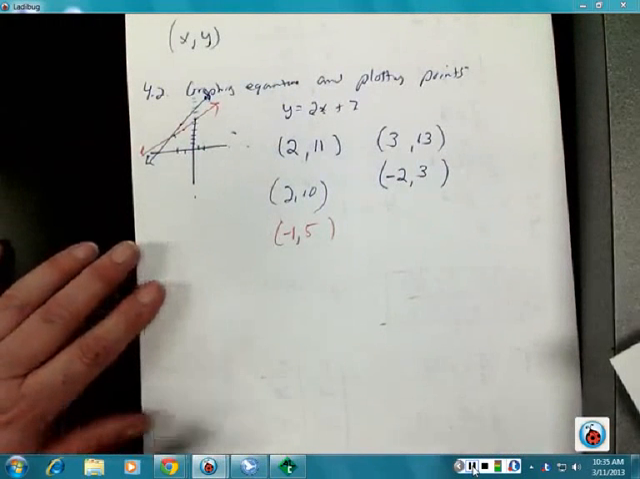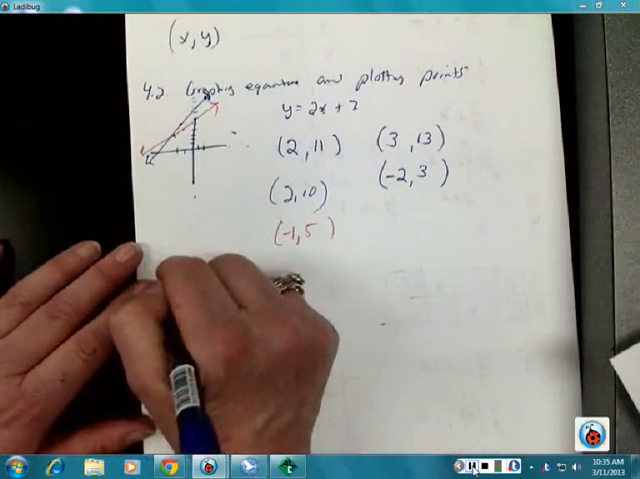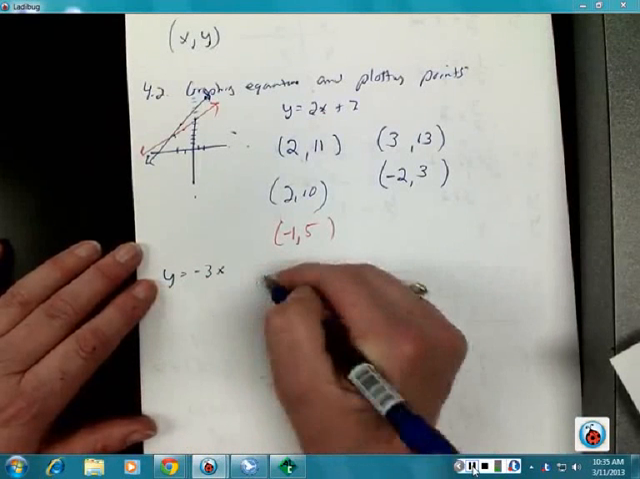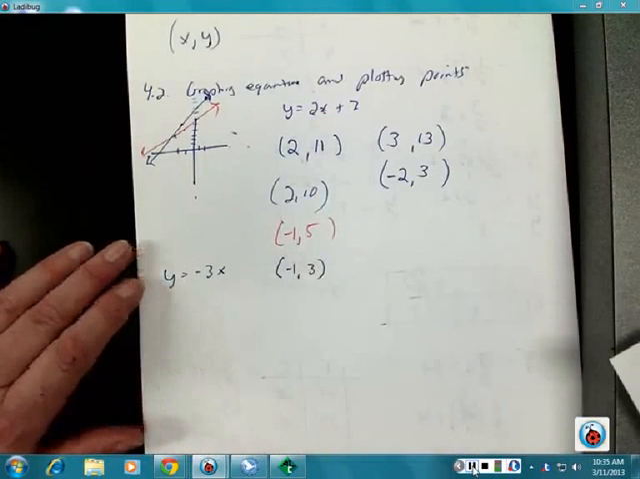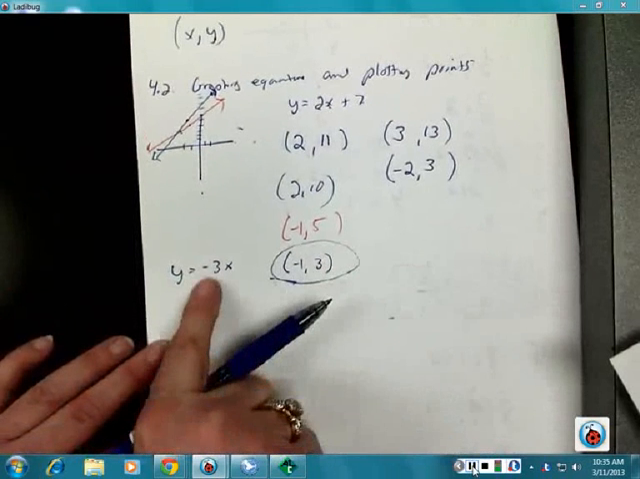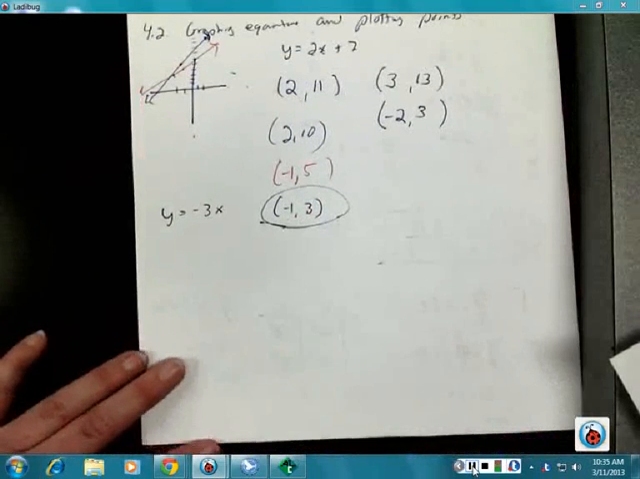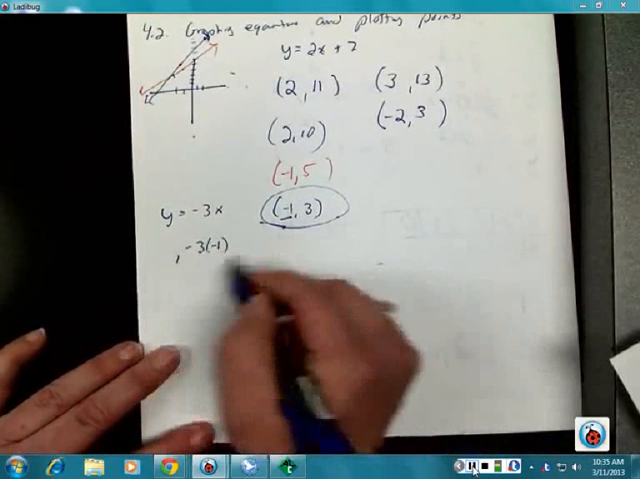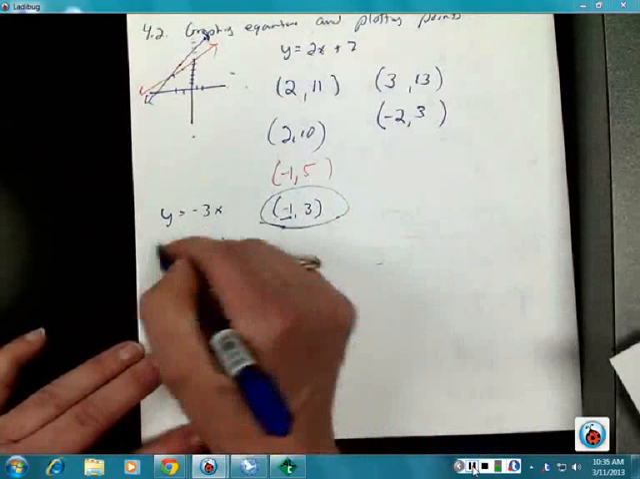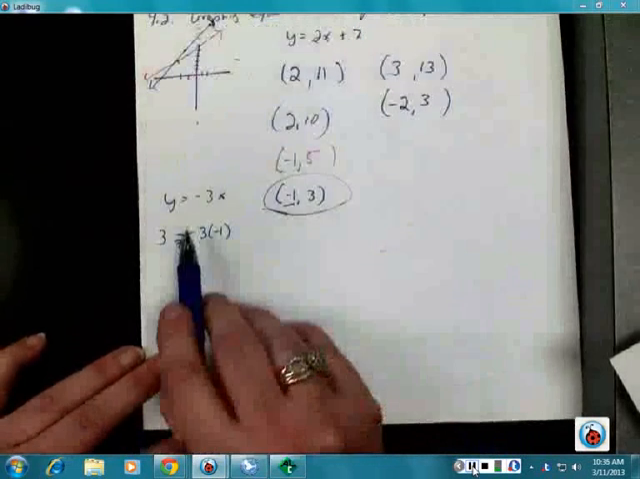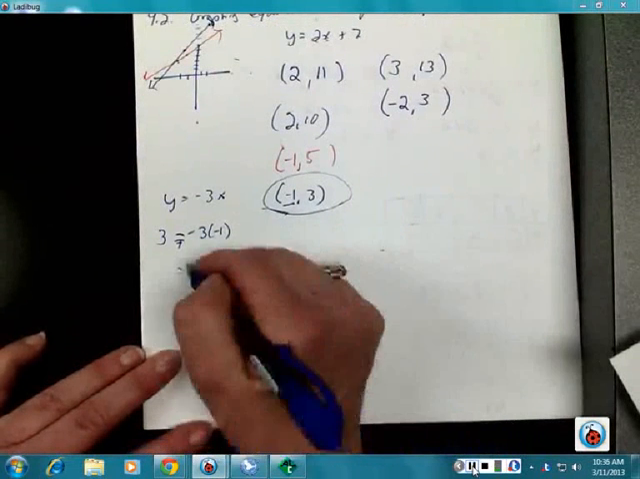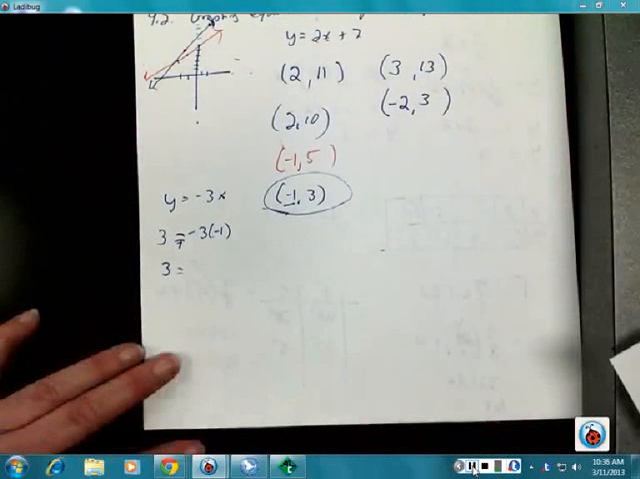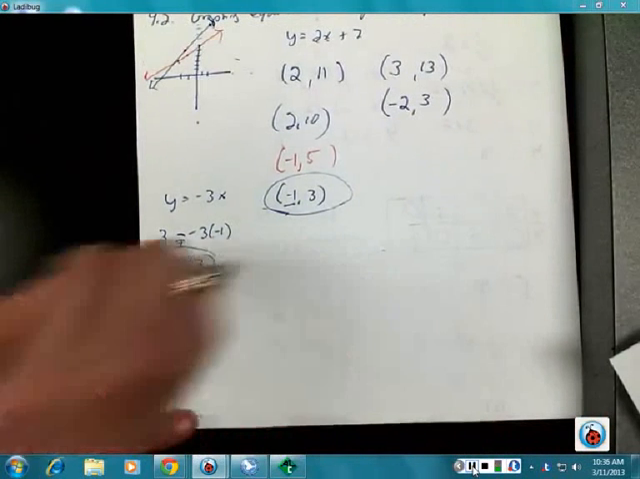Another thing in 4.2 they do is they give you an equation such as y equals a negative 3x. And they give you a point, negative 1 comma 3. Is this point on that line? So what you'll do is substitute in for your x. You will substitute in for y, what you're given for your y value, and see if it works. Negative 3 times a negative 1 is? Negative 3 times negative 1? What do we get? We get a positive 3. So is it correct?